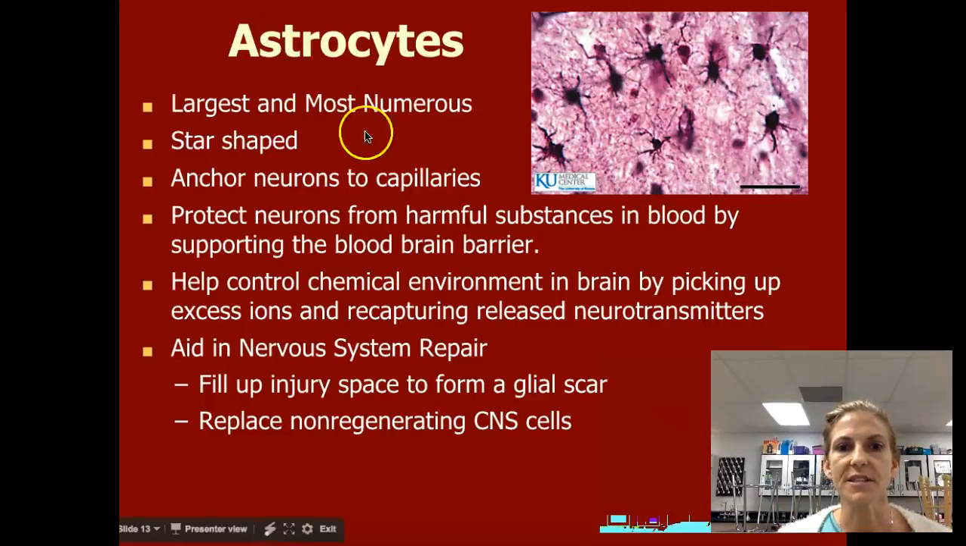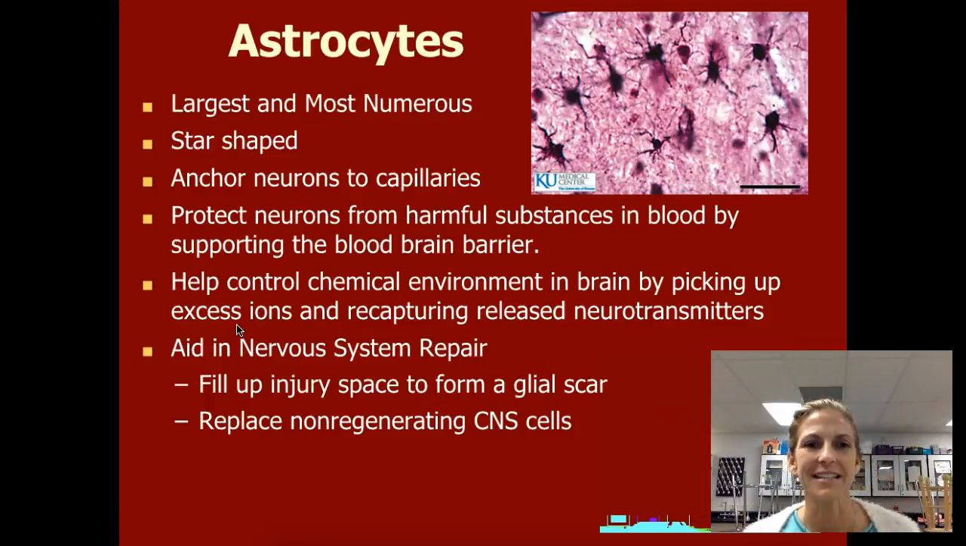It supports the blood-brain barrier, and that has to do with some epithelial cells within the nervous system. It also controls chemical environment by picking up released neurotransmitters. We want to recycle them so we can keep using them. And excess ions. We don't want depolarization happening just any old time. We want it kind of coordinated and in specific moments.